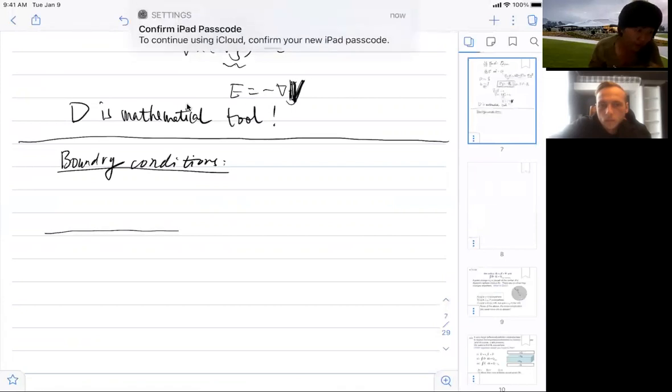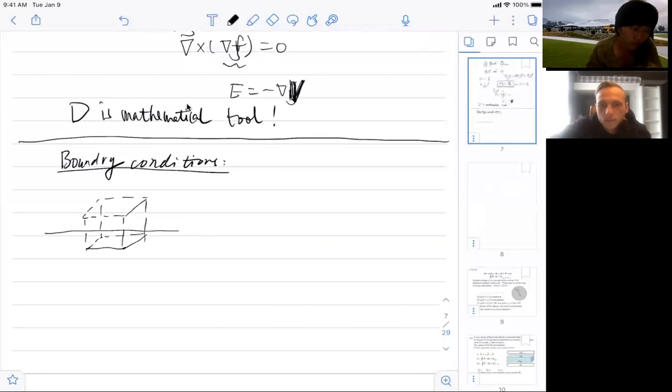This is our surface, and I draw a little cube. Here at the surface, you have some surface density, rho or sigma. And you may have some E field above the surface, and you may have some E field below the surface.